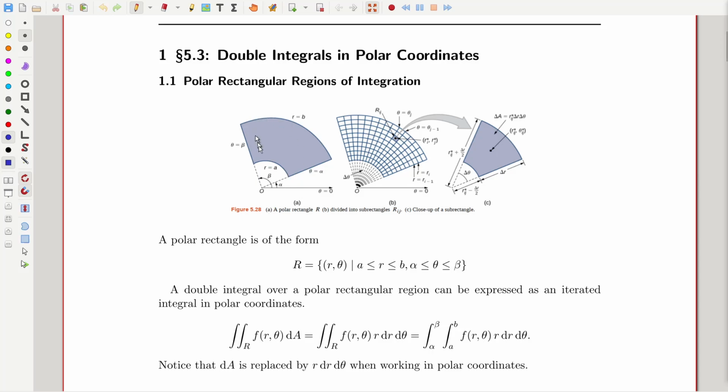So, this odd sector-like shape is what is called a polar rectangle. You have some variation in the radial direction and some variation in the angular direction. And that is what is called a polar rectangle. And symbolically, it can be expressed in this format.